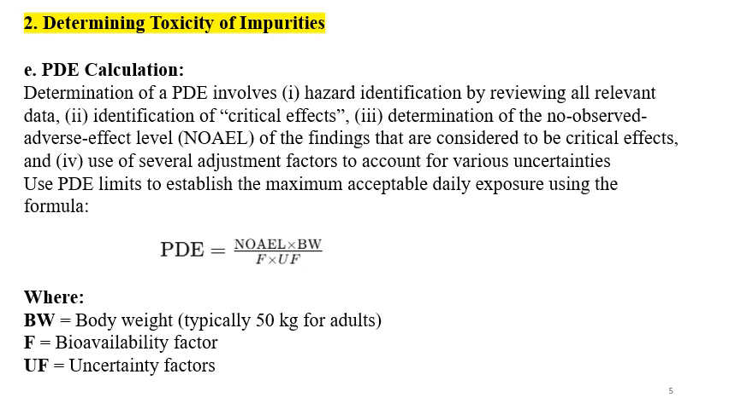Use PDE limits to establish the maximum acceptable daily exposure using the formula as given here. PDE is equal to NOAEL into BW divided by F into UF. BW is body weight. It is considered as 50 kg as a generalized body weight for adults. F is bioavailability factor and UF is uncertainty factor to calculate the PDE.